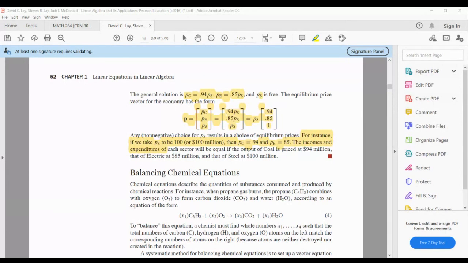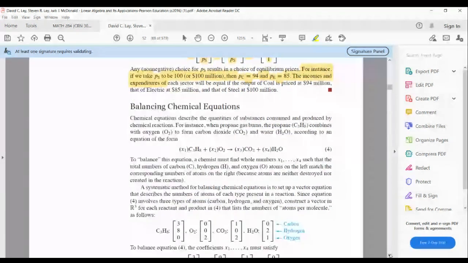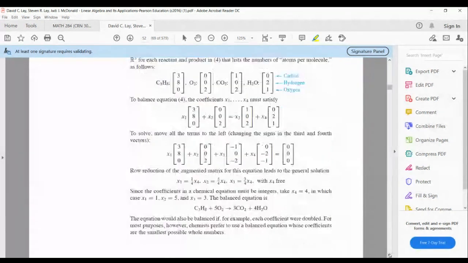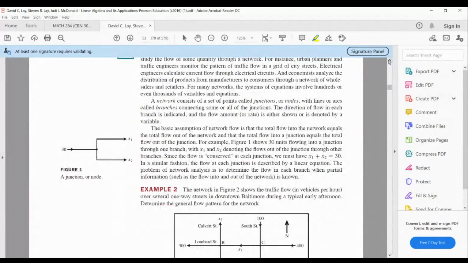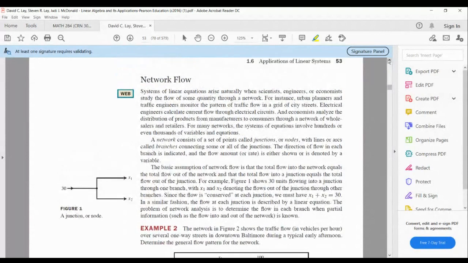Okay, so now there's a third application I want to talk about with you. We've done the balancing chemical equations application. The third application is an engineering application dealing with network flow.